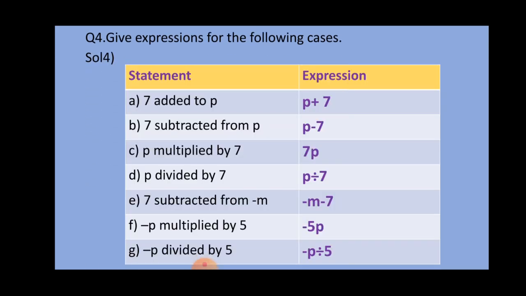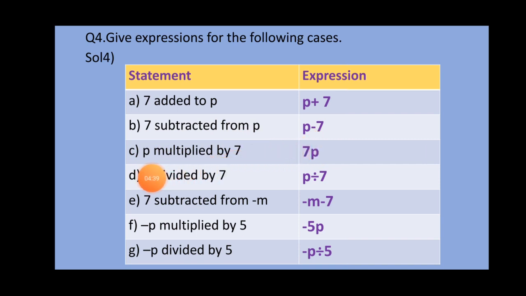Now come to question number 4. We have to give expressions for the following cases. So children, here are the statements, and for these statements we have to give the expressions, how they will be formed. The first statement is 7 added to p. So we will write p plus 7. Then 7 subtracted from p. From p means p will be written first and then the subtraction sign and then we will write 7. So it will be written like p minus 7.